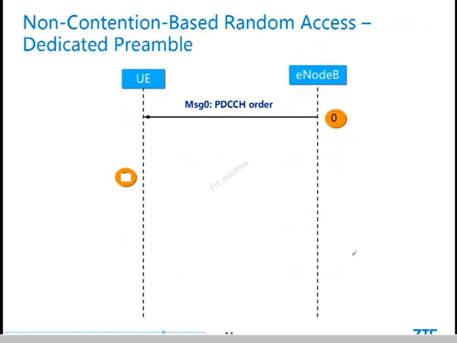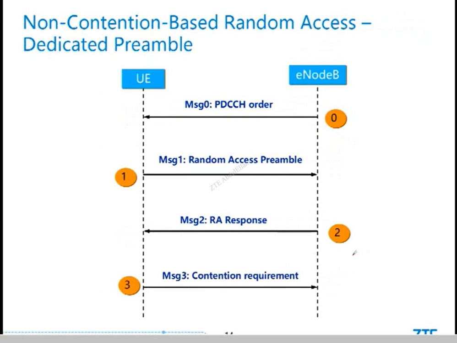But the difference here is the non-contention based random access. So for this one, we have one factor, which we just talked about. In scenarios 4 and 5, the UE can receive the downlink in advance. So the eNodeB can tell the UE what kind of preamble it can use to access me, and I will accept you directly. In this situation, the UE already knows the preamble it can use to access the eNodeB, and the eNodeB just directly accepts the UE and then finishes.